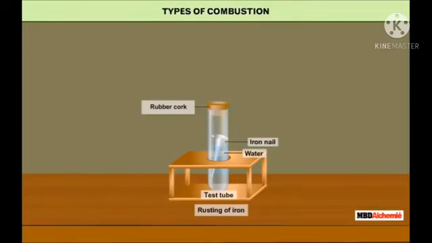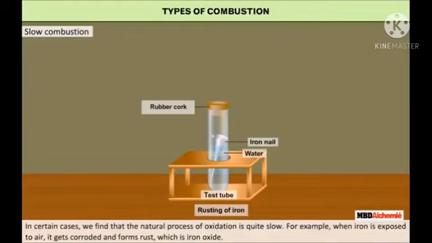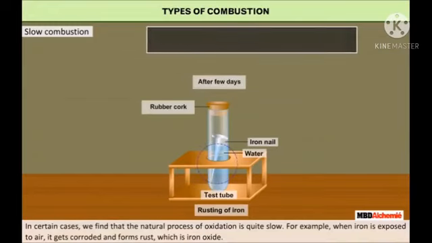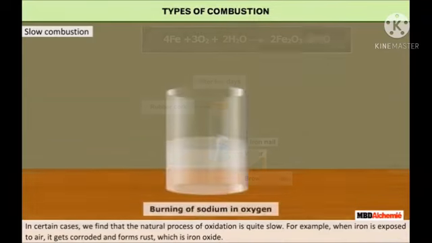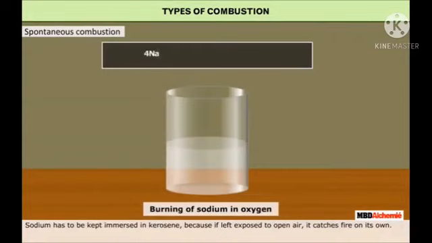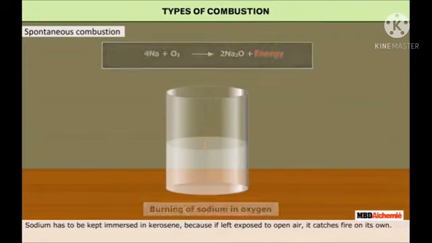Types of combustion. Slow combustion. In certain cases, we find that natural process of oxidation is quite slow. For example, when iron is exposed to air, it gets corroded and forms rust, which is iron oxide. Spontaneous combustion. There are some combustible substances that catch fire on their own when they are exposed to air. This phenomenon is known as spontaneous combustion. For example, sodium catches fire spontaneously in air.